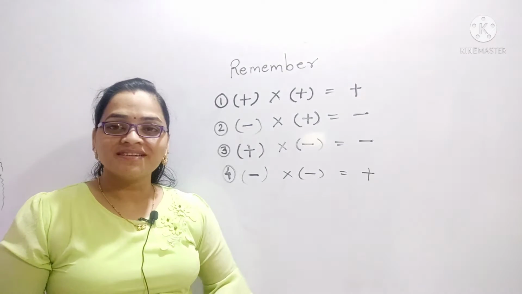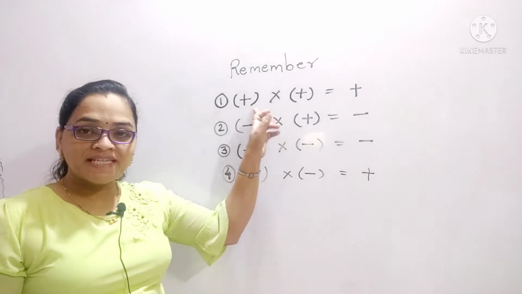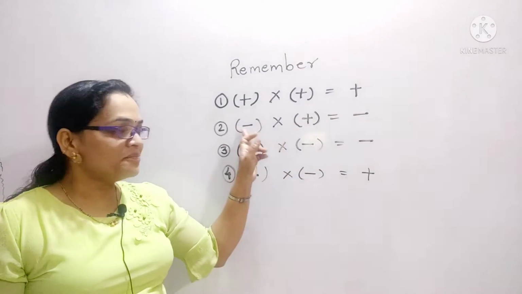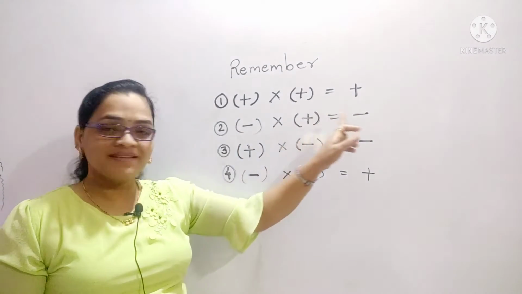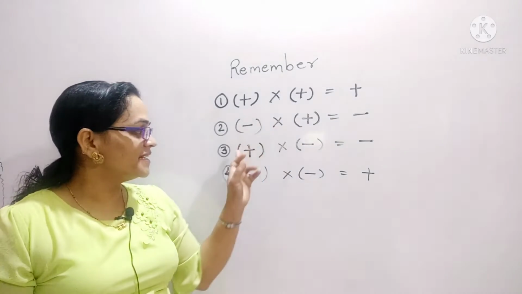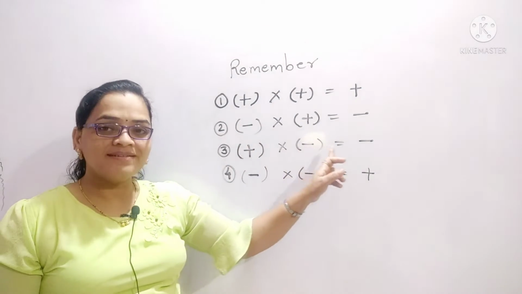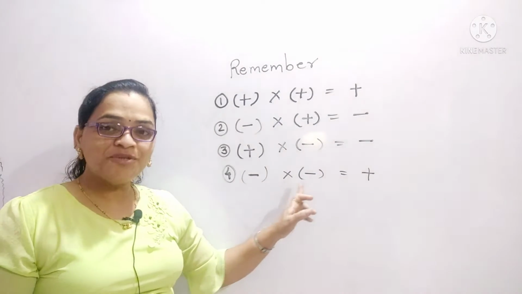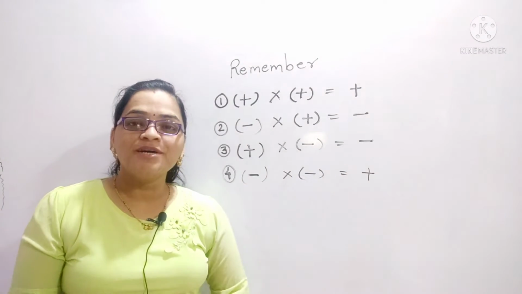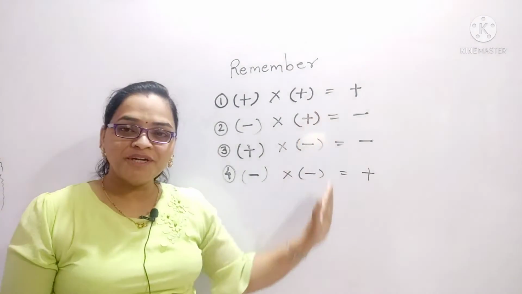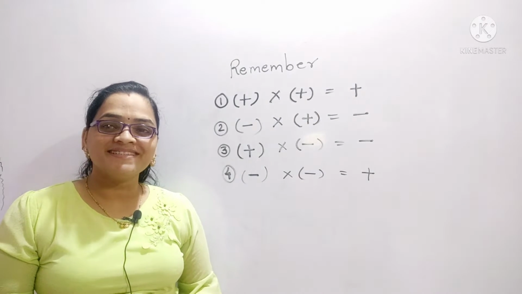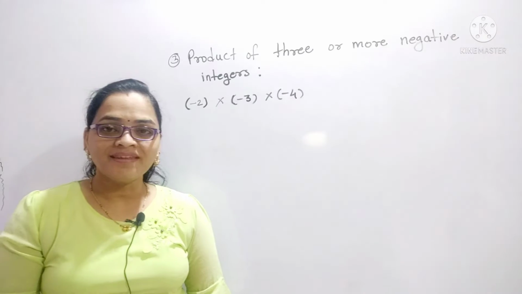From the above examples, just remember, plus into plus, product will get plus sign. Minus into plus, product will get minus sign. Plus into minus, product will get minus sign. And minus into minus, product will get positive sign. If you remember all these rules, then multiplication of integers is very easy for you.